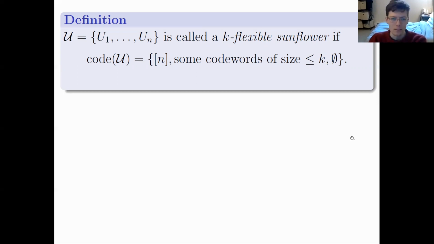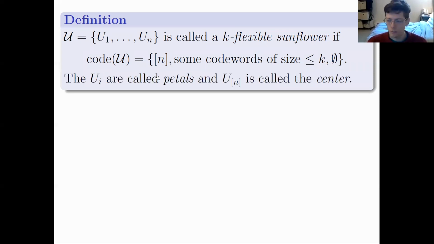And so what is this? It's just a collection of sets where all the sets meet in a central region, and outside of that region, no more than K of my convex sets can overlap at once. And so I can express this in terms of the code of my collection as saying I have the codeword 1 through n, all my sets overlap, and the rest of the codewords have size no larger than K. And I'll throw the empty set in there as well, just for safety's sake.